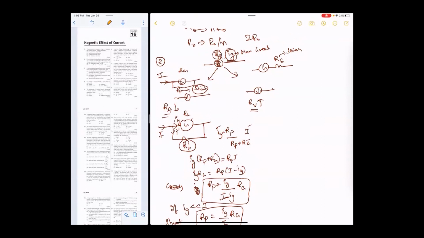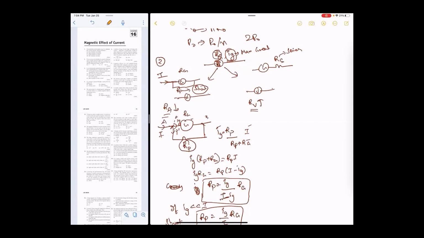Sir, RP means shunt, yes? So then series also, yes? So we get confused. RP, that means R parallel, is nothing but shunt resistance. I hope you understood this, right? So the voltage across these two points is the same, right?